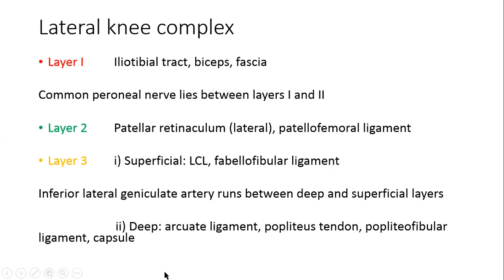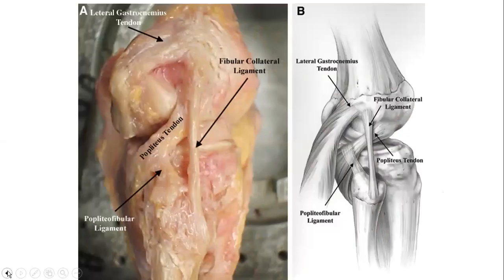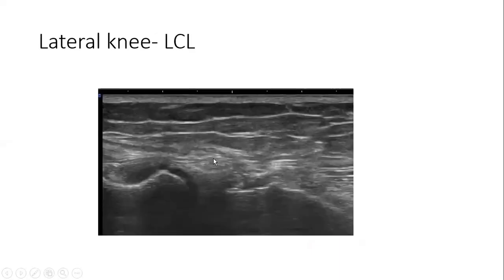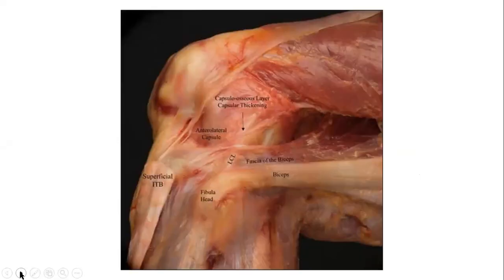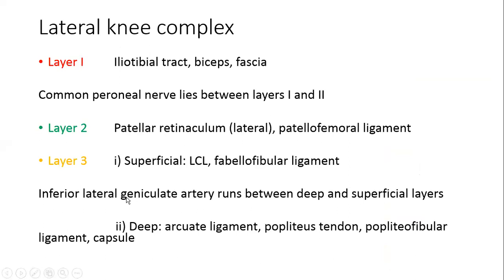And if you've done lateral scan, you have noticed a small tiny blood vessel right overlying the meniscus. We don't see it right here, but I'm sure you have seen a little blood vessel right overlying the meniscus here. So those are the lateral geniculate arteries which run between superficial and deep structures. So these are your layers, and this is how it's arranged.